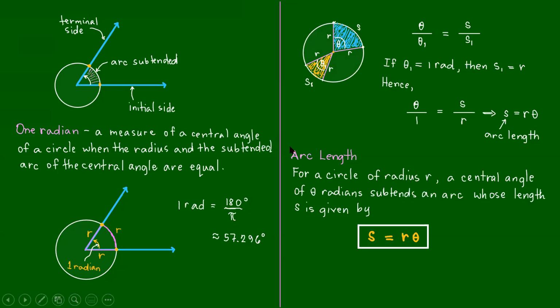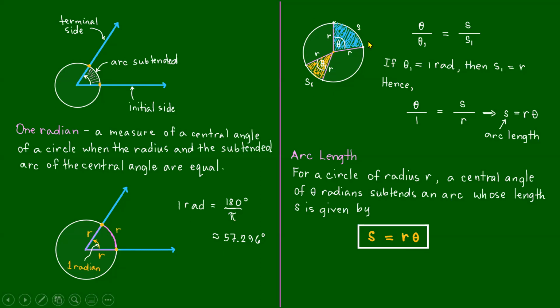Now we are going to talk about arc length. That is the relationship between S, R, and theta: arc length, R, and theta. In general, how do we compute the arc length? It is dependent on the radius of the circle and the central angle.